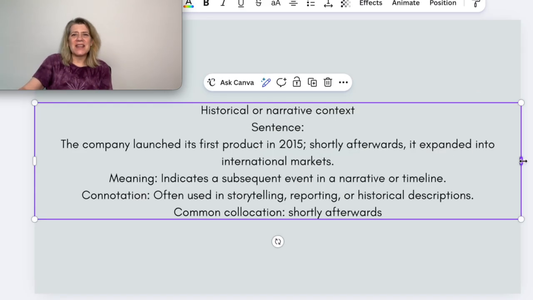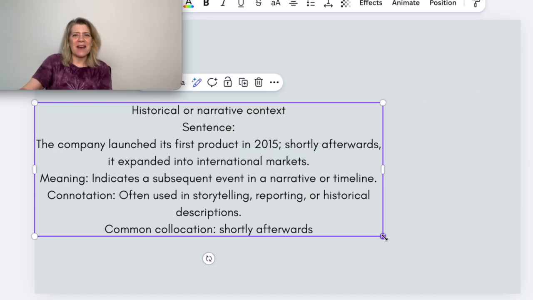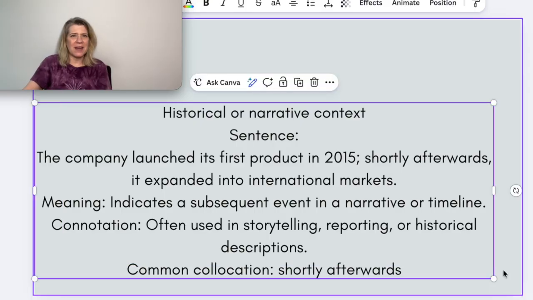We can also use it in historical contexts because afterwards talks about time, right? Talks about one thing happening and then the next thing happening. The company launched its first product in 2015. Shortly afterwards, it expanded into international markets. So the common collocation is shortly afterwards. It means that this happened and then this happened, but there's not a lot of time between. Shortly afterwards is a very narrative way. You'll see it a lot in writing, especially in newspapers or that kind of writing.